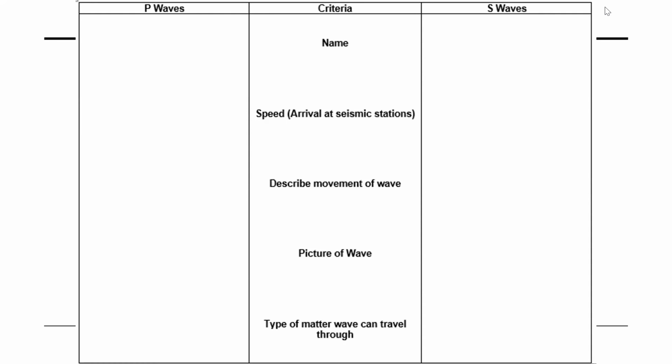S waves, or secondary waves, travel like vibrations in a ball of jello. S waves are the second wave you feel in an earthquake. The S wave is slower than a P wave and only moves through solid rock. It arrives at a seismic station second. This wave moves rock up and down or side to side.